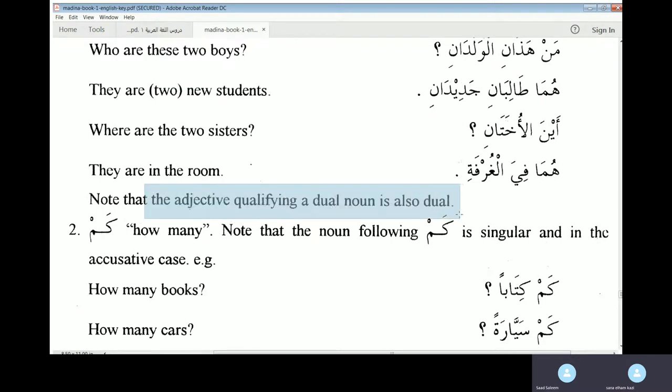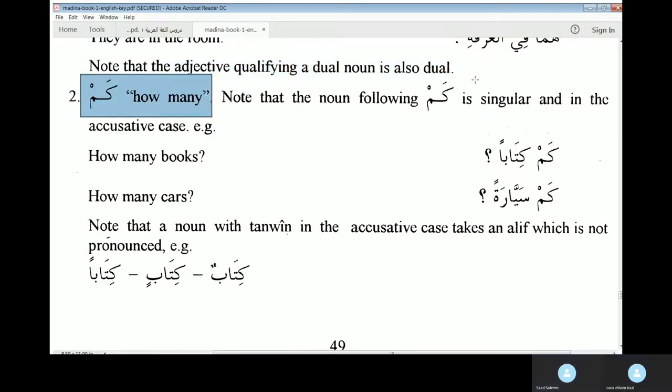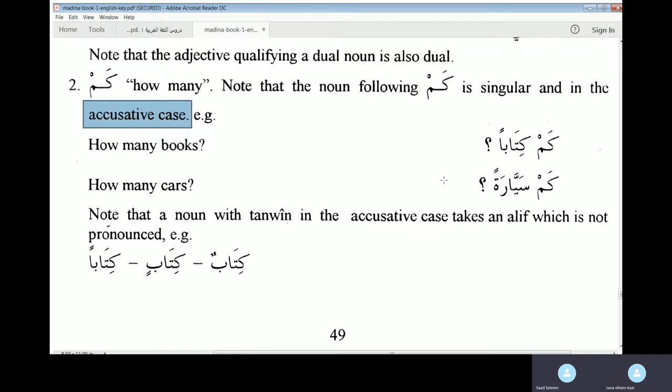Kam, which means how many. Note that the noun following kam is singular and in the accusative case. For example, kam kitaban? How many books? Kam sayyaratan? How many cars? What is singular and what is accusative case? Singular means wahid. Accusative is mansub, fatha. Note that we are using the singular word kitab, but we are translating it like books.